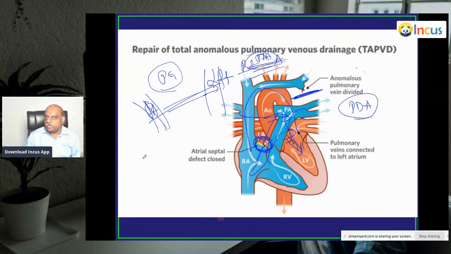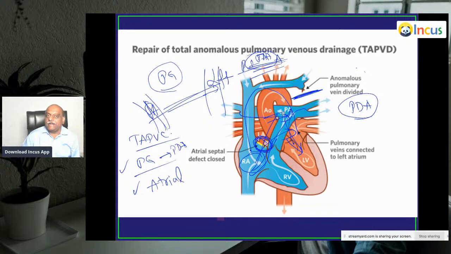So one of the favorite questions of the examiner, we discussed it yesterday, the day before as well: what is the temporary treatment of TAPVC, what is the permanent treatment of TAPVC? Temporarily, you have to give prostaglandins to keep the PDA patent. Second, you have to do atrial septostomy to move the blood back from the right atrium towards the left atrium.